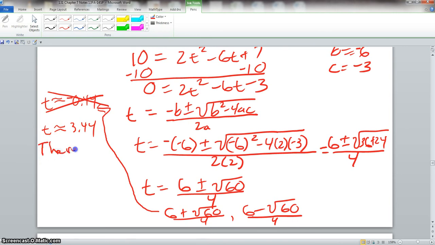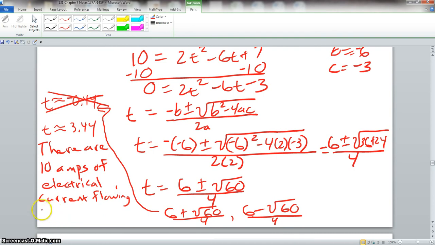So we will put there are 10 amps of electrical current flowing through the wire at about 3.44 seconds. And that is our final answer.